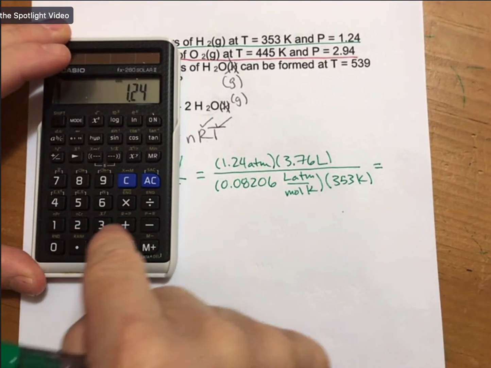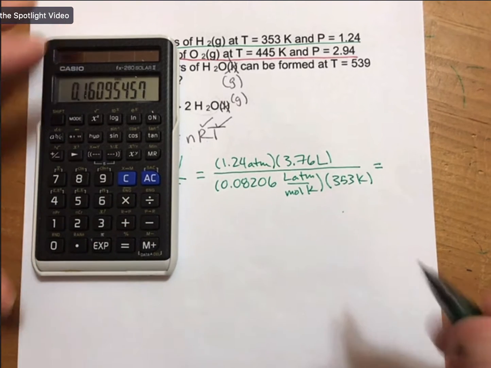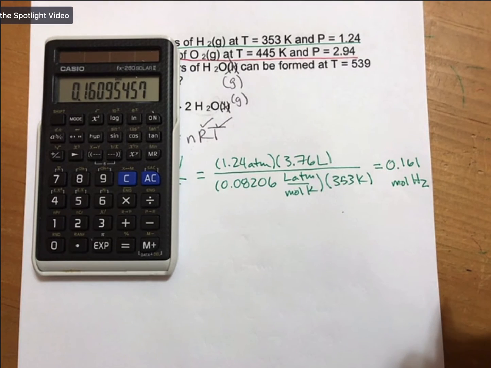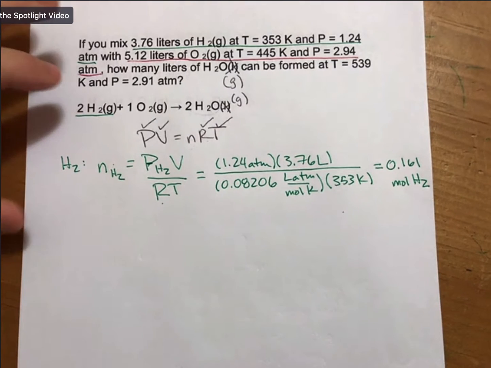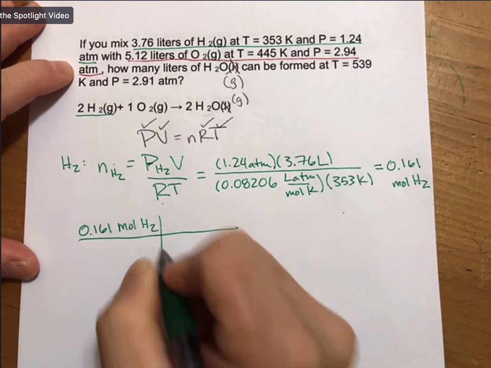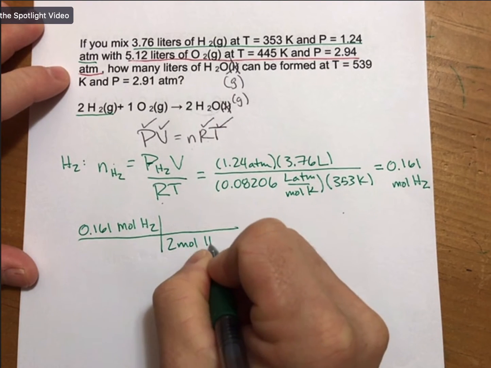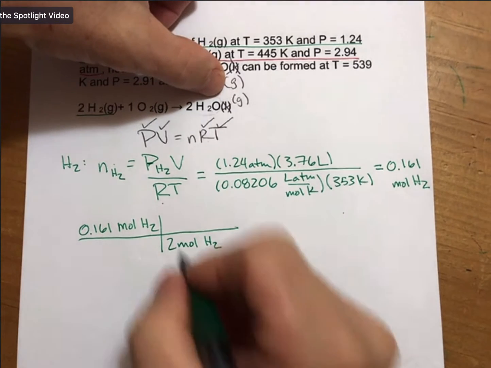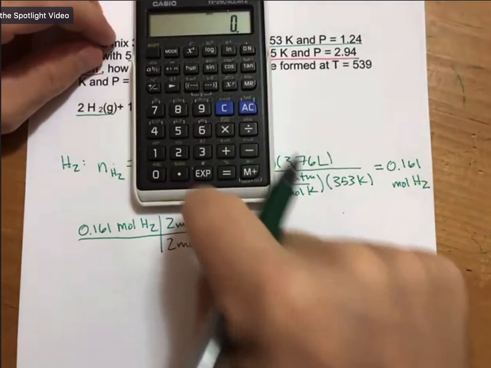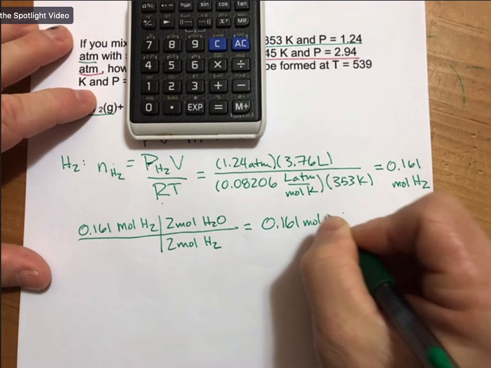I get 1.24 times 3.76 divided by 0.08206 divided by 353. 0.161 moles of hydrogen. And so I do all my ideal gas laws first, and then I take my moles of hydrogen and set up a picket fence in order to get my moles of H2O, which is my product. For every 2 moles of H2, I get 2 moles of H2O. Pretty straightforward math there. 0.161 moles now of H2O.